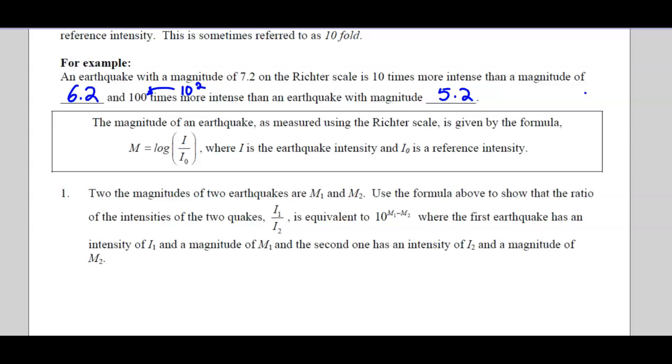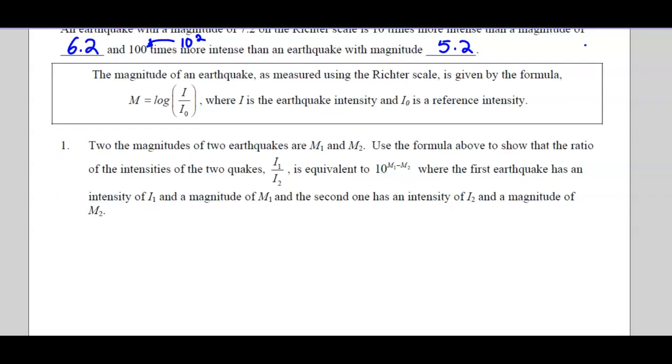Okay, so let's look at the actual equation. The magnitude of an earthquake as measured using the Richter scale is given by this formula. M for magnitude equals log, common log, of I, the intensity of whatever earthquake you're talking about, compared to the reference intensity. We don't use the reference intensity directly. We're always going to be comparing two earthquakes, or two loudness of sounds, or two pH levels. So the first question gets us to get the equation so that we can compare.